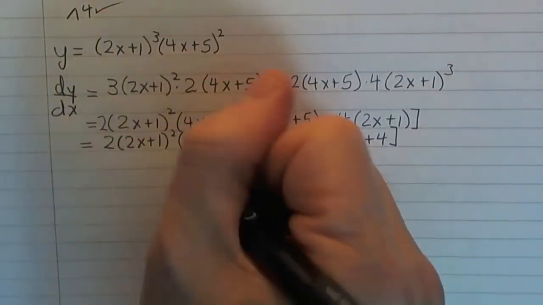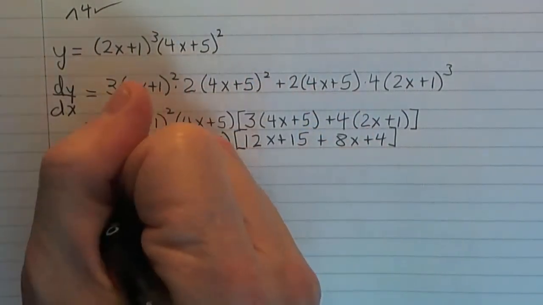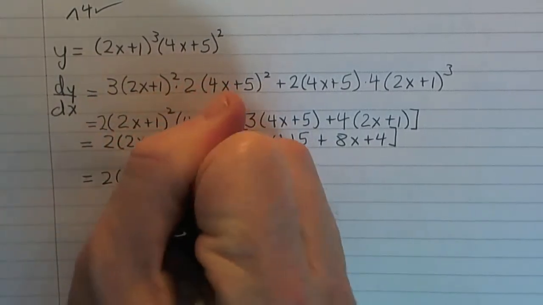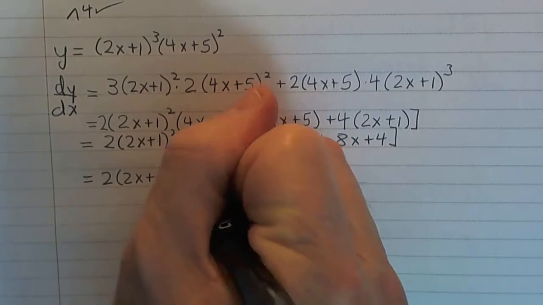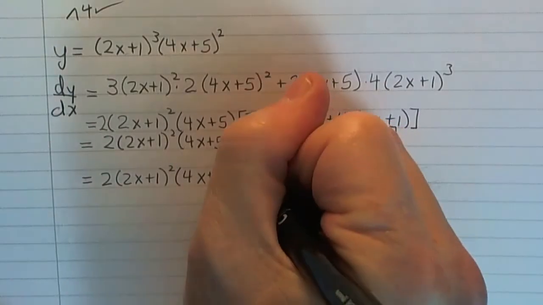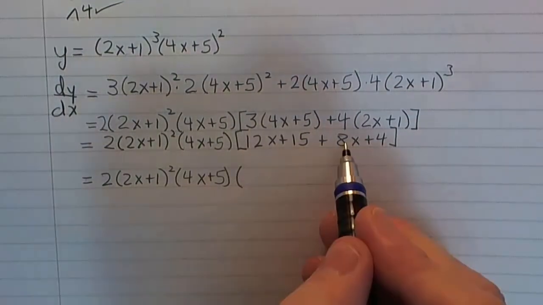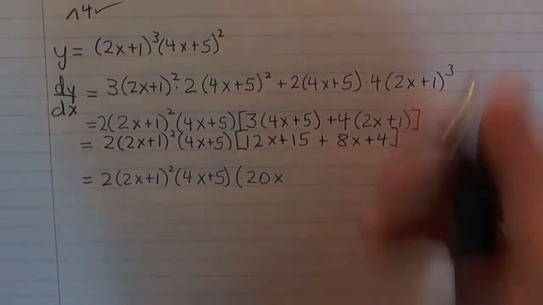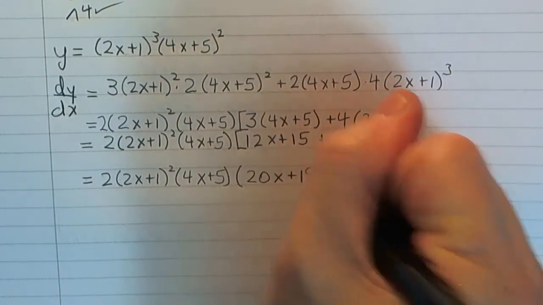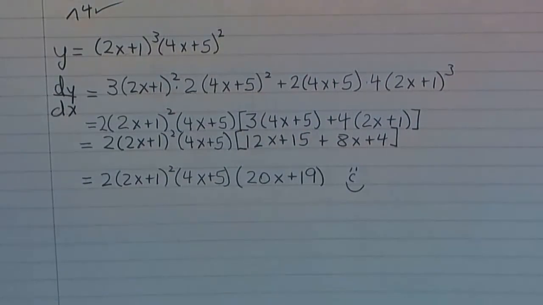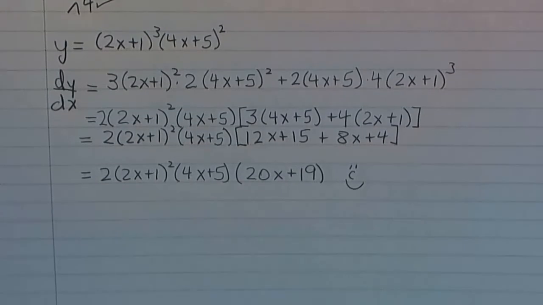Okay, now let's see what's out. I think we're about done. Just about. There's not too much more to do. There we go. Now let's see what's in here. We've got 12 and 8, that's 20x plus 19. There's your derivative right there, using the chain rule. Okay, so that's an example of using the chain rule.